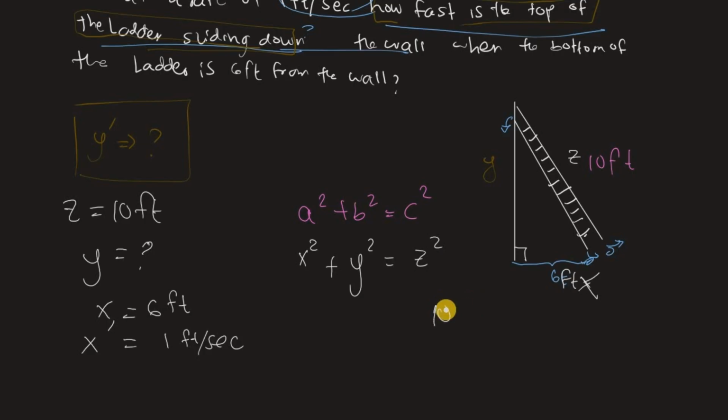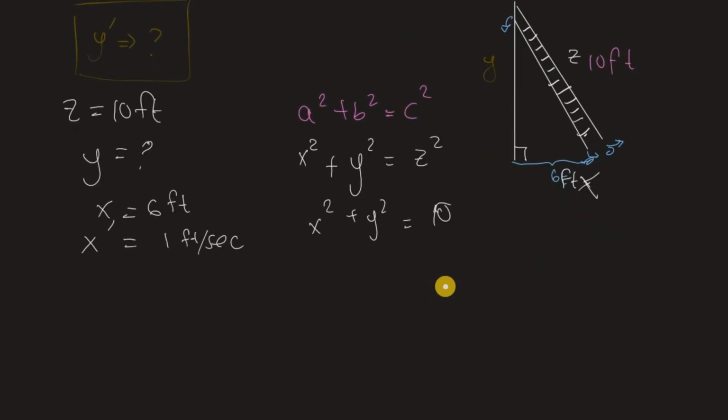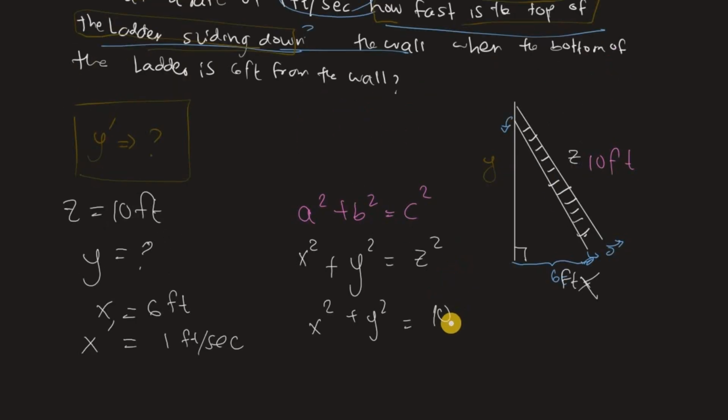Okay, so we are already given the value as 10 feet, so we are simply going to replace this z with the 10. So we have basically our x squared plus y squared equals 10 squared. Okay, and these are the functions x and y, because we are given the rate of change for one, and for the other we have to find the rate of change. So we are not going to replace those because these are considered functions.